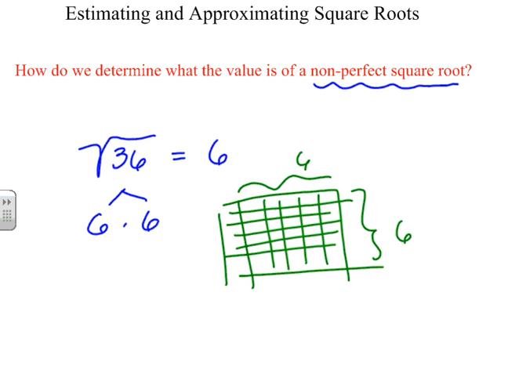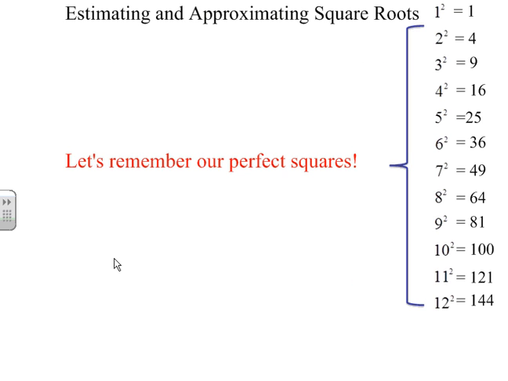So we're going to take a look at non-perfect squares and how that relates, and how we estimate or approximate the value of that, so that we could put it on a number line and see how it relates to other numbers. So let's remember our perfect squares. We know that 1 squared is 1, and 2 squared is 4, and 3 squared is 9, and so on. And we're going to use these to help us approximate square roots.